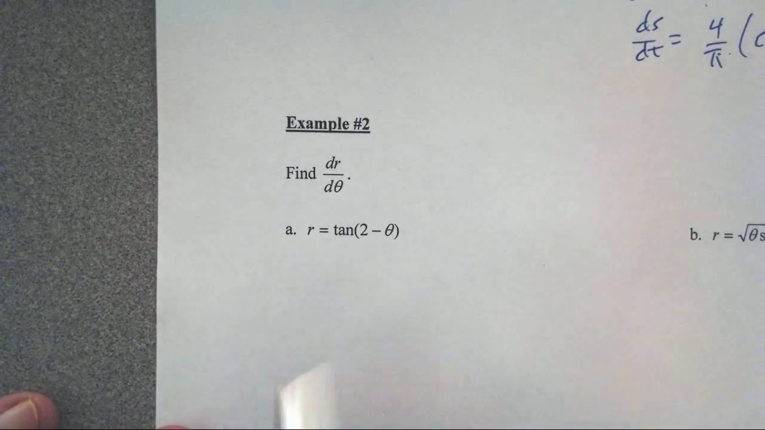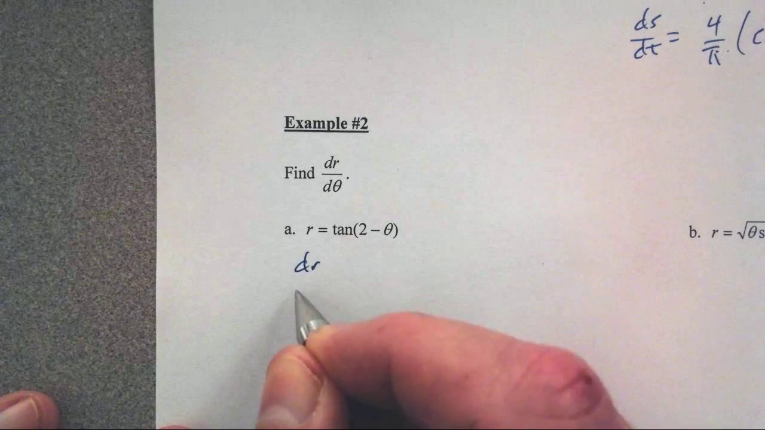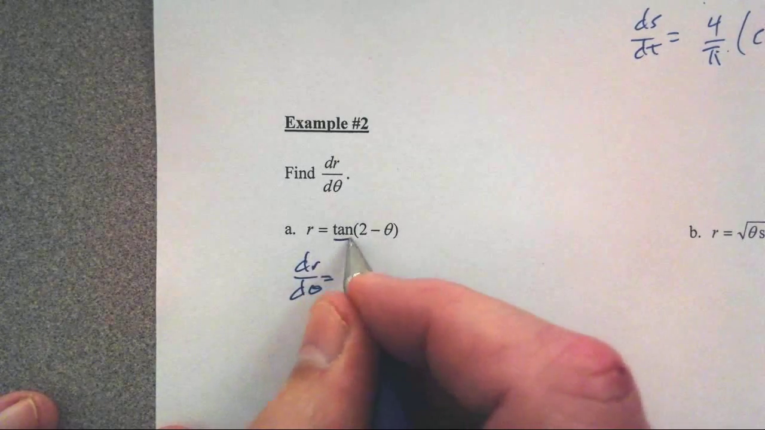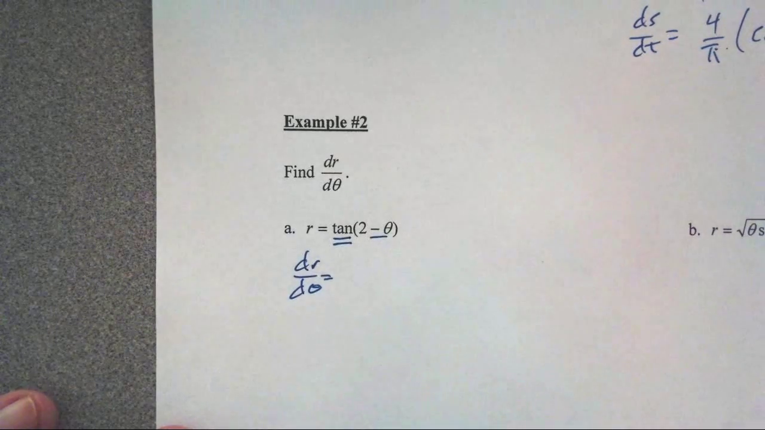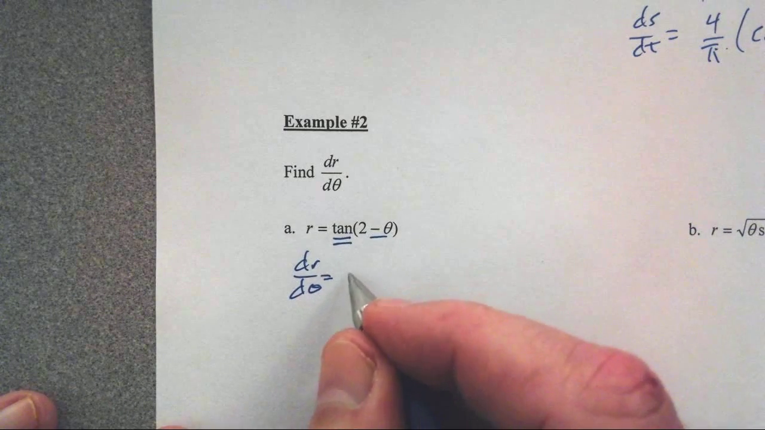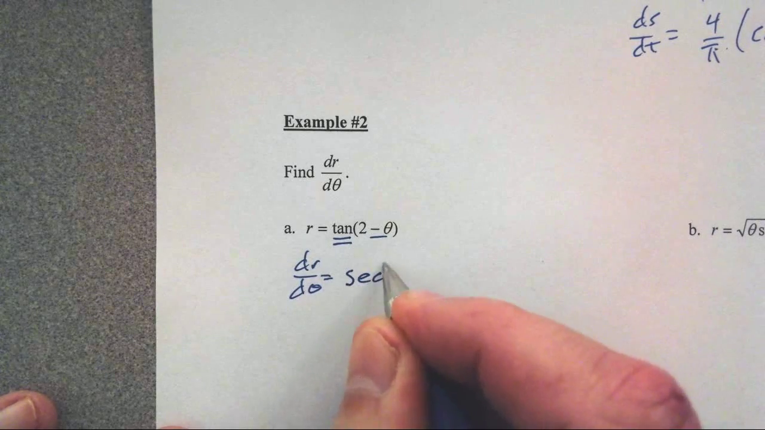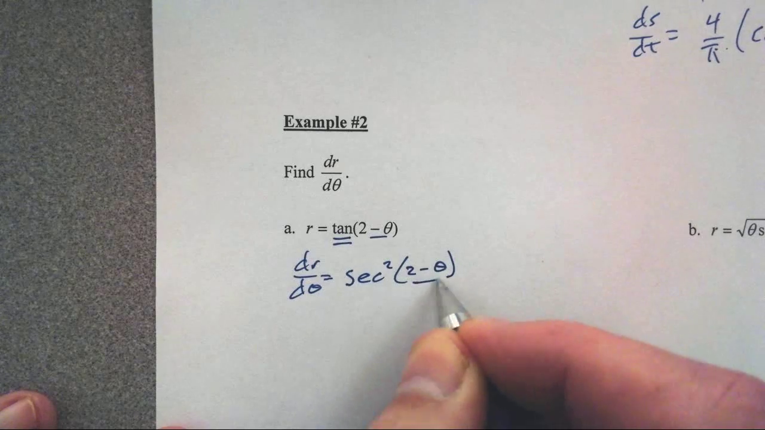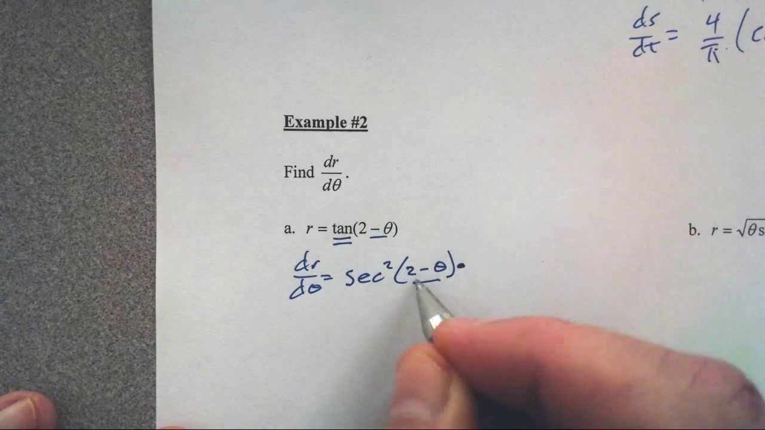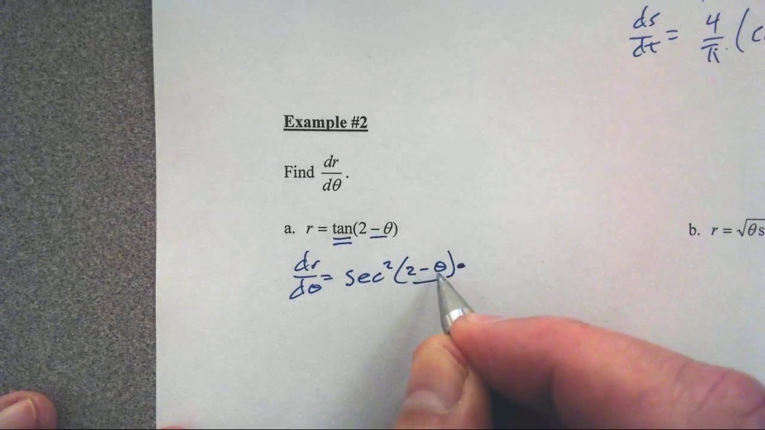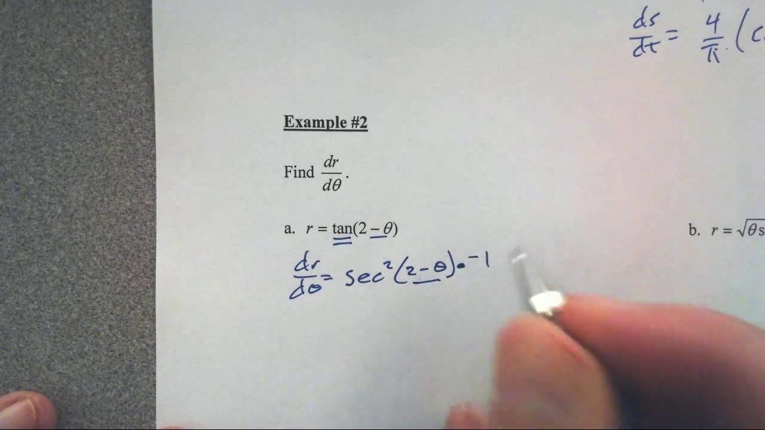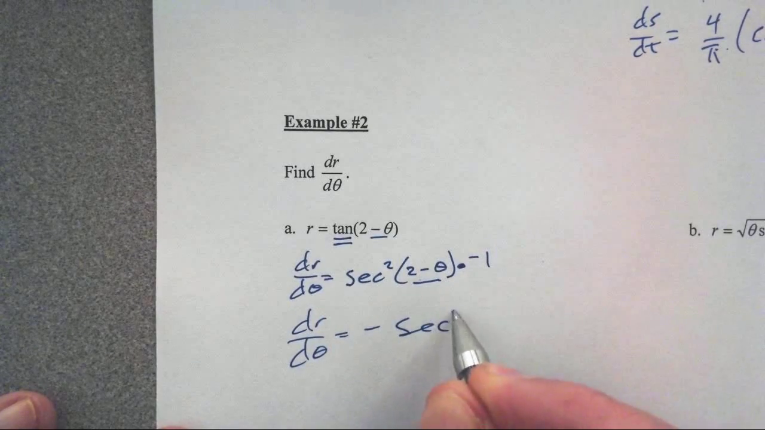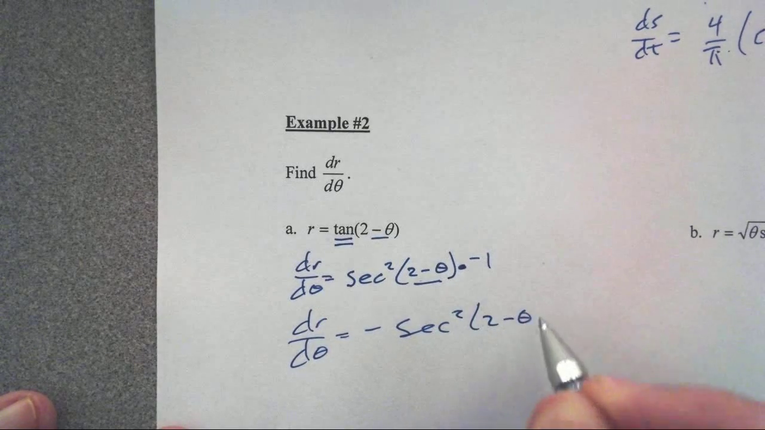Okay, dr/d theta. We want dr, the derivative of r with respect to theta. So here we have an outside function and an inside function. We're going to take the outside derivative, secant squared of the inside function, times the inside derivative. And the derivative of 2 minus theta with respect to theta is negative 1. So dr/d theta is negative secant squared of 2 minus theta.